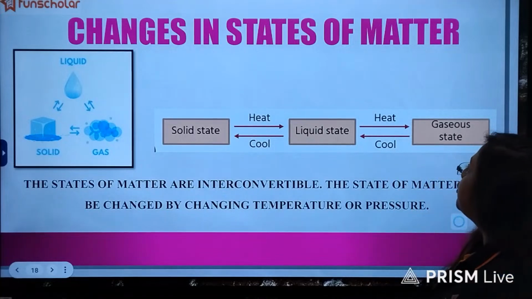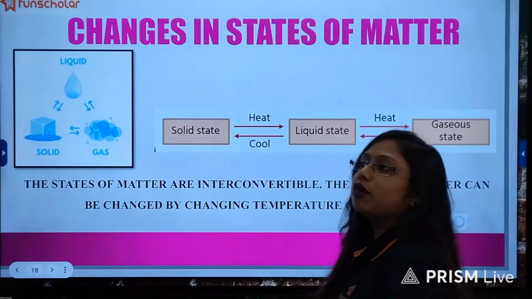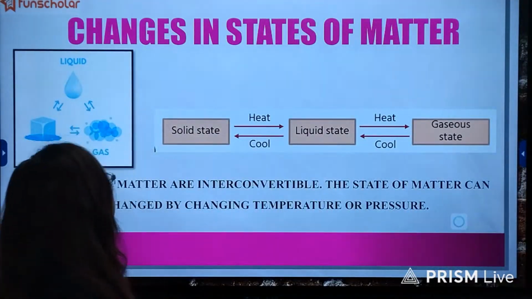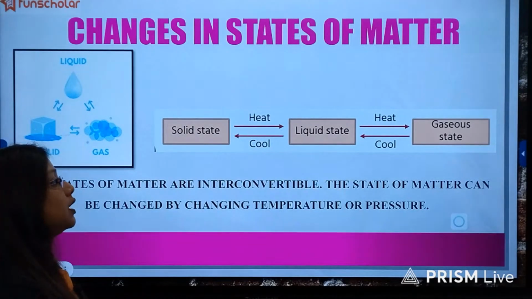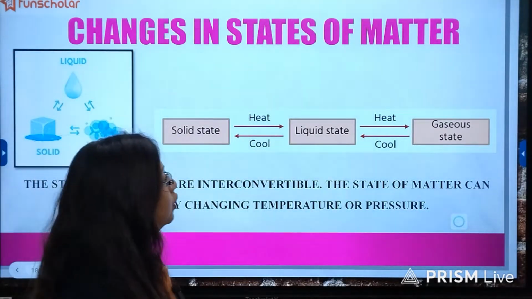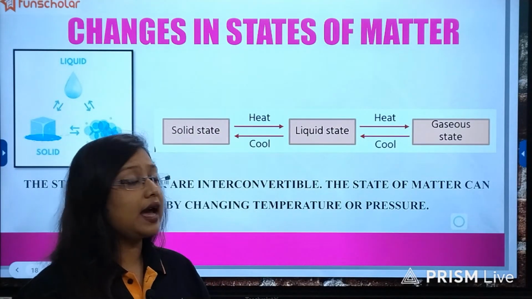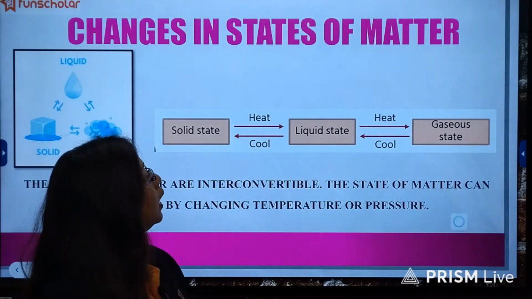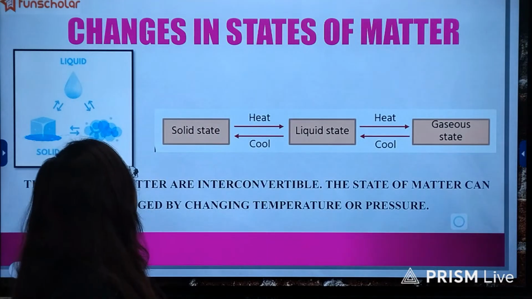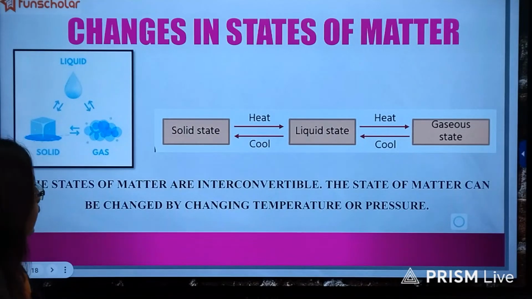The solid state to liquid state, and then we are converting it into gaseous state. So the first procedure will be heating it. If we heat solid particles, they can convert into liquid state, and then in liquid state, if we heat it, it can convert into gaseous state. But if we do the reverse, if we cool down the gaseous state, it will come back to the liquid state, and if we cool it down a little more, it will come into the solid state. The states of matter are interconvertible.